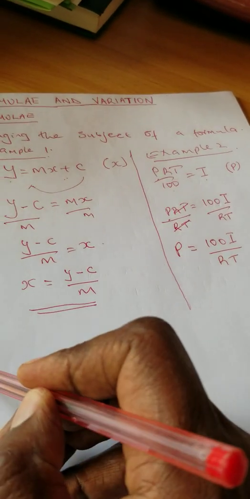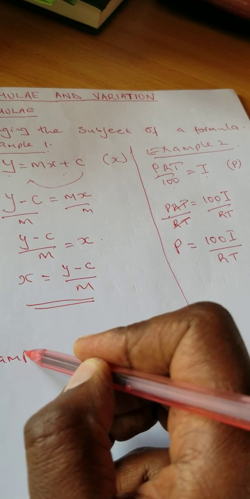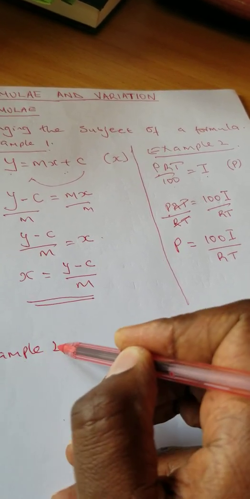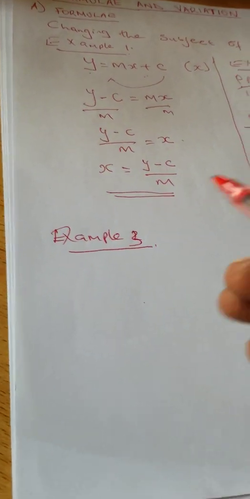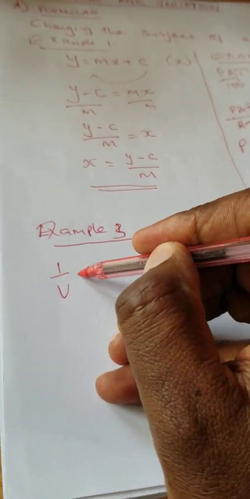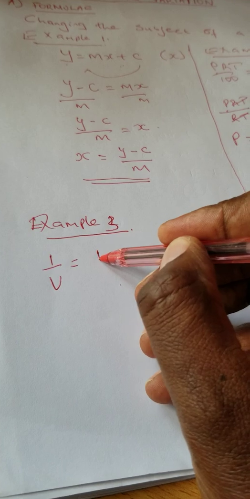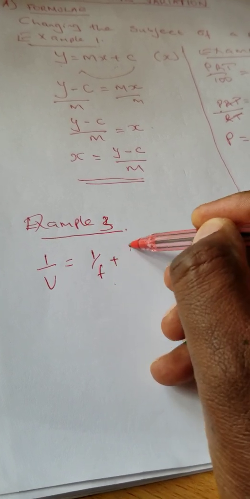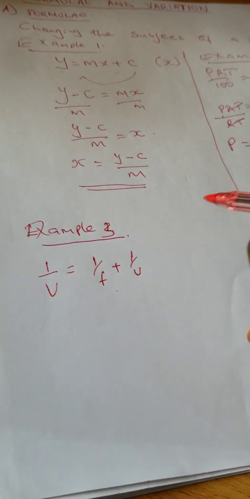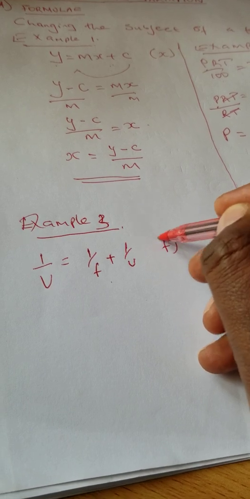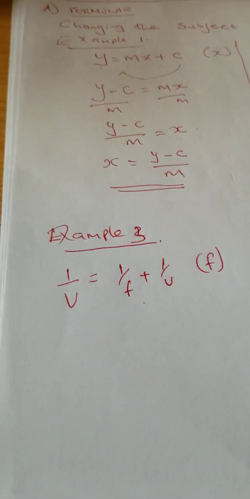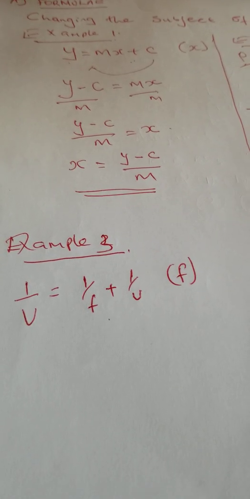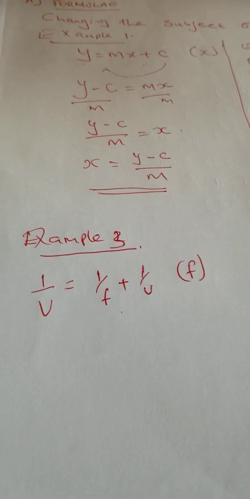I would like you to do this one on your own as you pause the video, and then you do it. 1 over V is equal to 1 over F plus 1 over U. And I would like you to make F the subject. Please pause the video and you can do it. See whether you can make F the subject.